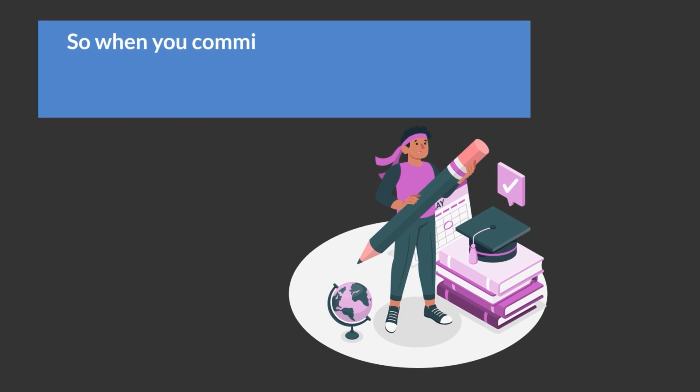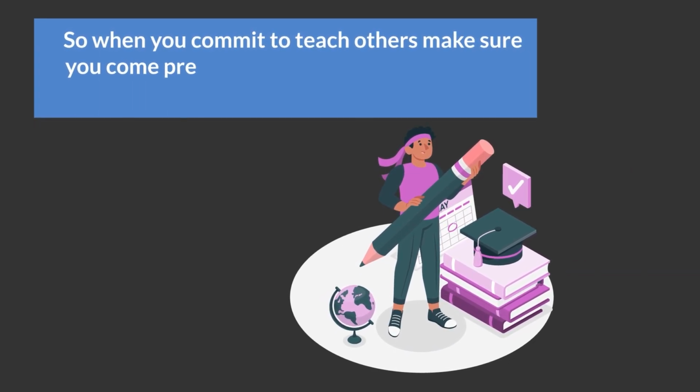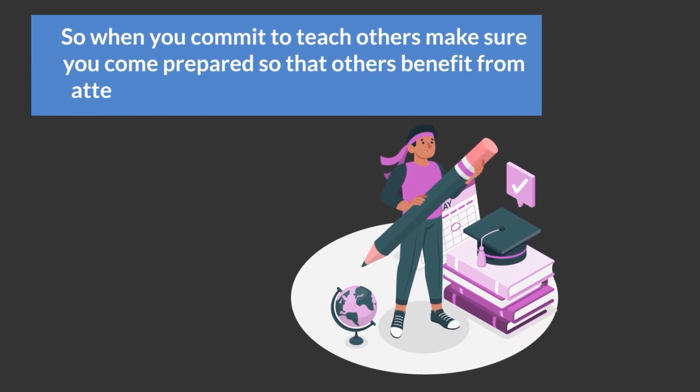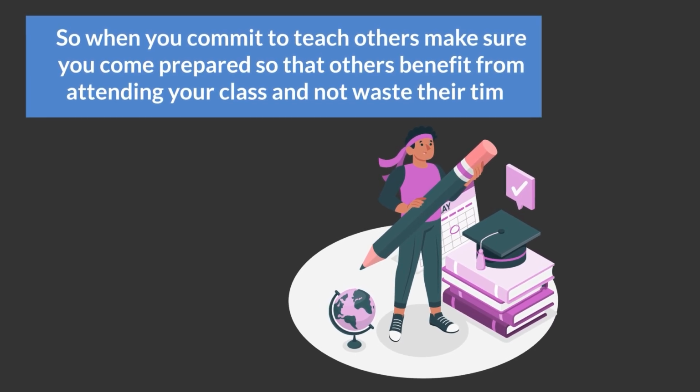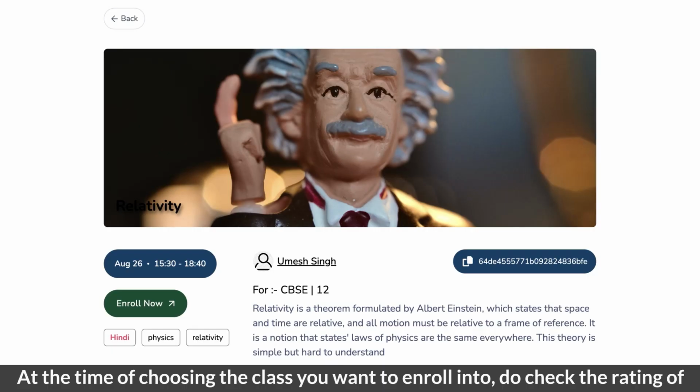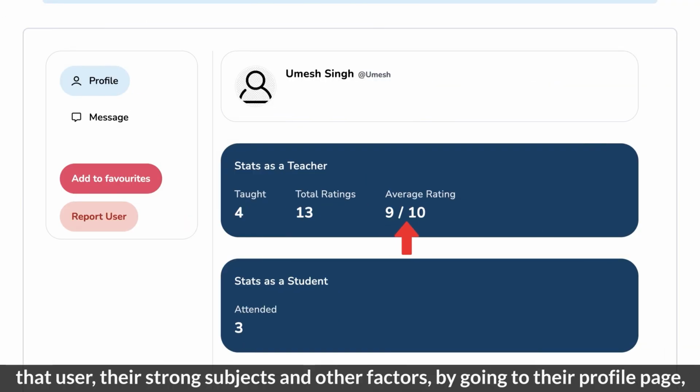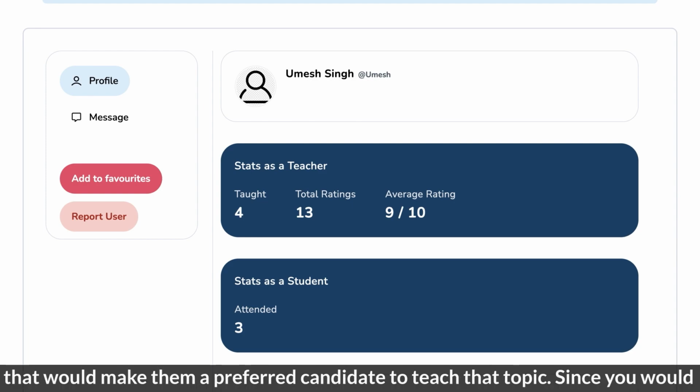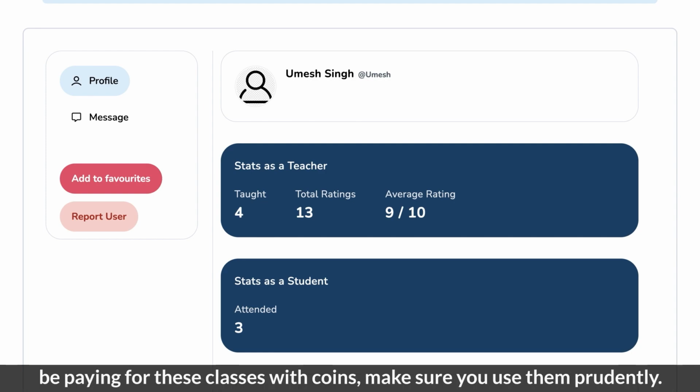So when you commit to teach others, make sure you come prepared so that others benefit from attending your class and not waste their time. At the time of choosing the class you want to enroll into, do check the rating of that user, their strong subjects, and other factors by going to their profile page that would make them a preferred candidate to teach that topic. Since you would be paying for these classes with coins, make sure you use them prudently.